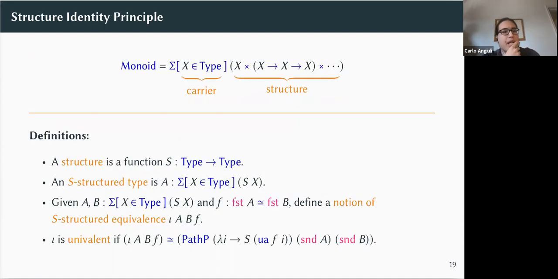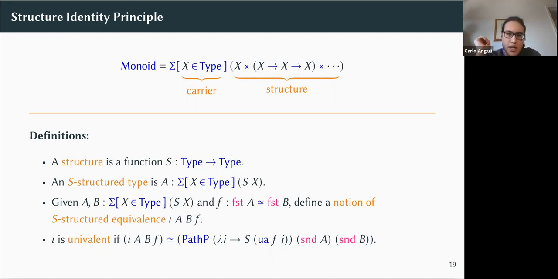So this is how it works. A structure, we just formalize this notion as a function from the universe to itself. And an S-structured type is a carrier type along with a structure on that carrier. So for example, if we look at monoids, a monoid is a type coupled with an identity element and a multiplication, and then maybe some axioms. And I'll get to how axioms work in a couple slides.